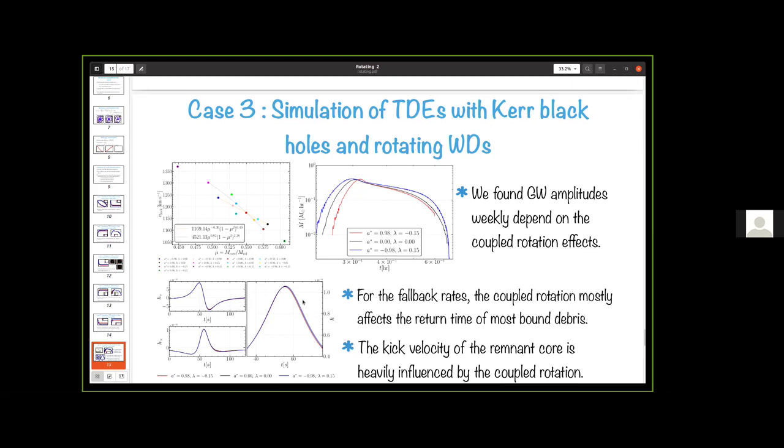And at last, I want to highlight one possible observational signature, which is the peak velocity related to the jump in specific orbital energy after the partial tidal disruption. And that shows that coupled rotation effects are significant there. We observed almost a 30% change when we considered the coupled rotations.